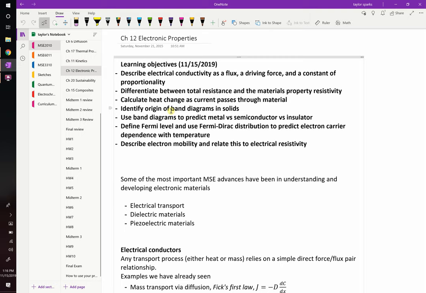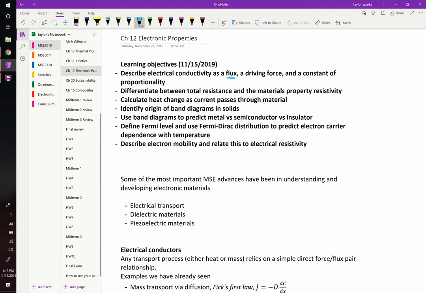So here are our learning objectives. We're going to describe electrical conductivity as if it were a flux, because we've talked about fluxes before. And a flux simply means that it has a driving force and a constant of proportionality. Just like mass transport or heat transport, electrical transport can be described with the same mathematics, right?